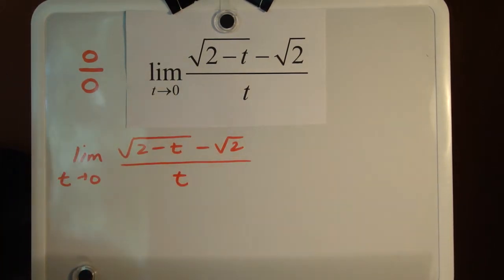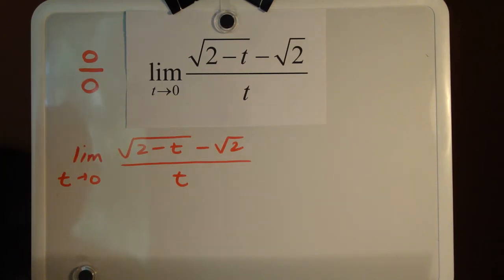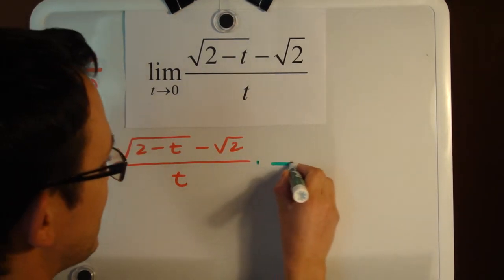Okay, so this is the problem here. This is a technique where we can multiply by the conjugate of the numerator expression, and the hope there is that something simplifies. So I'm going to do that here.